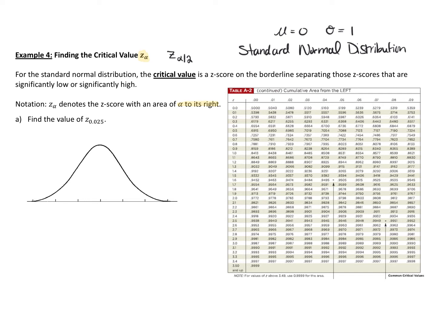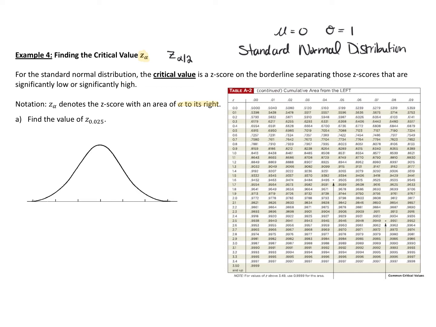Critical values are z-scores that separate significantly low values from the rest of the values in the distribution, or z-scores that separate significantly high values from the rest of the values in the normal distribution. So we're going to typically find critical values in the tails of the normal distribution, because it's the tails where the area is very small, showing values that are significantly high or significantly low.